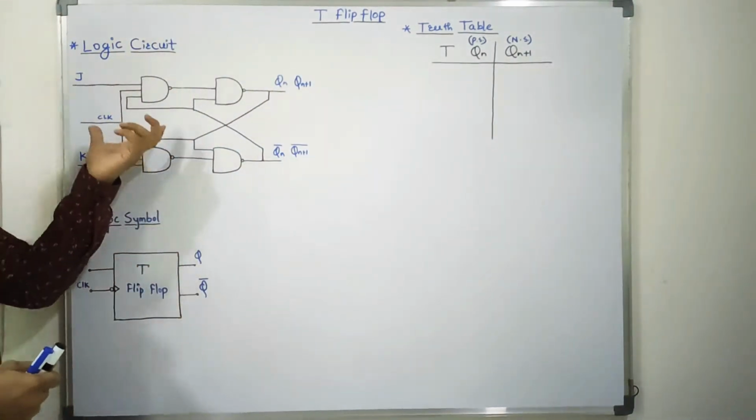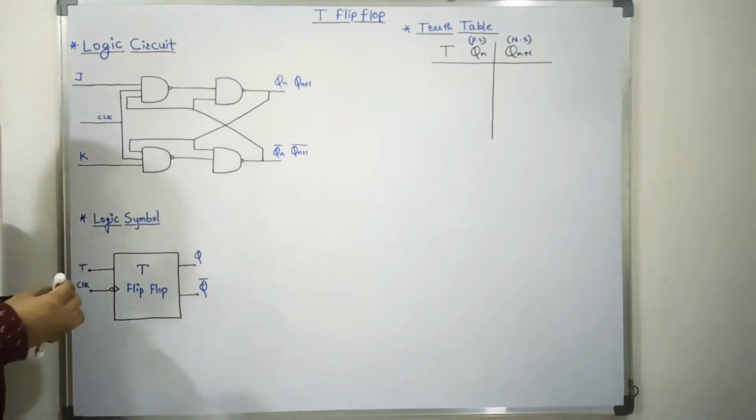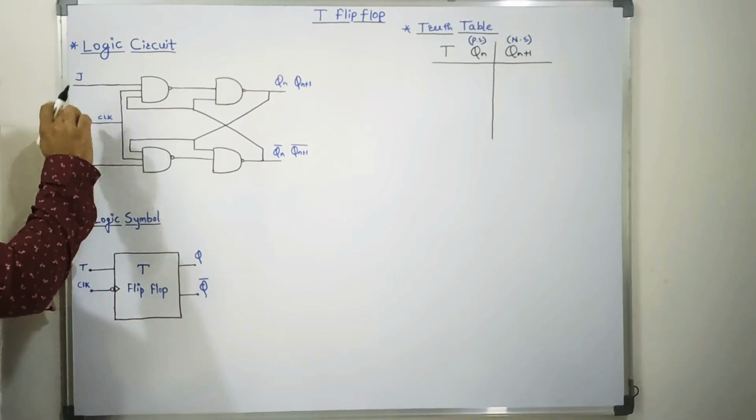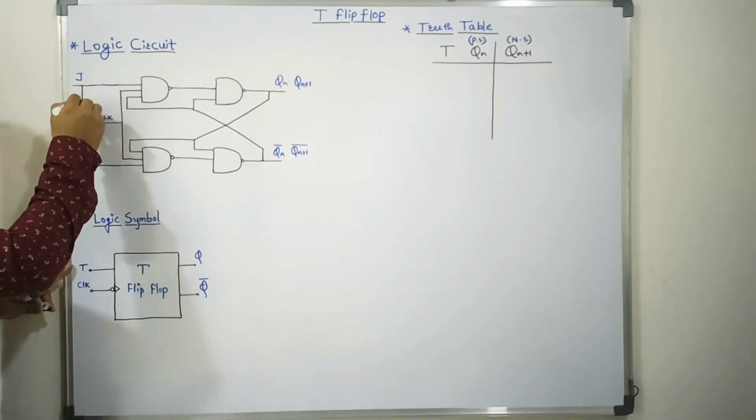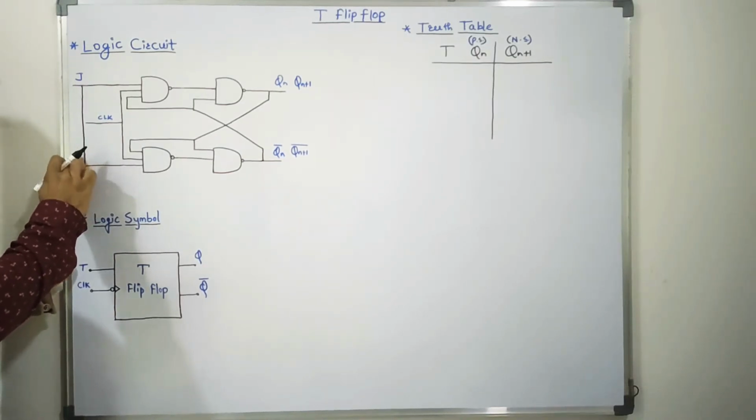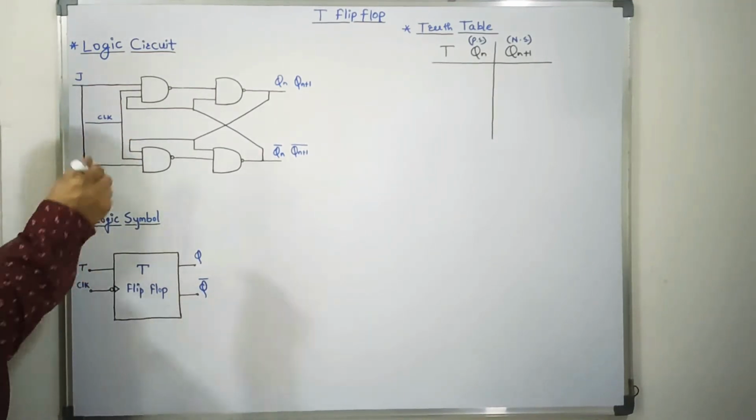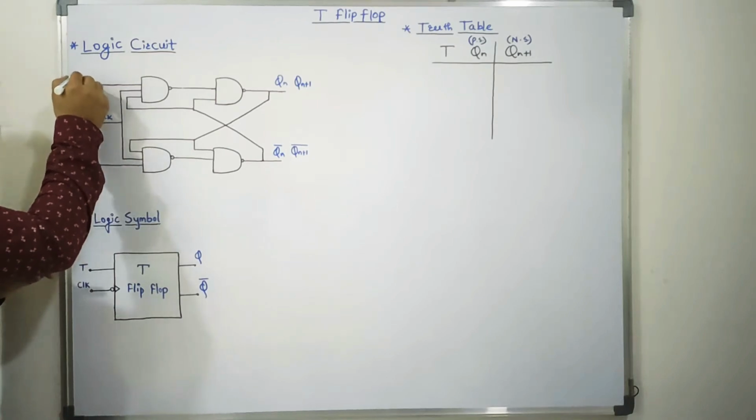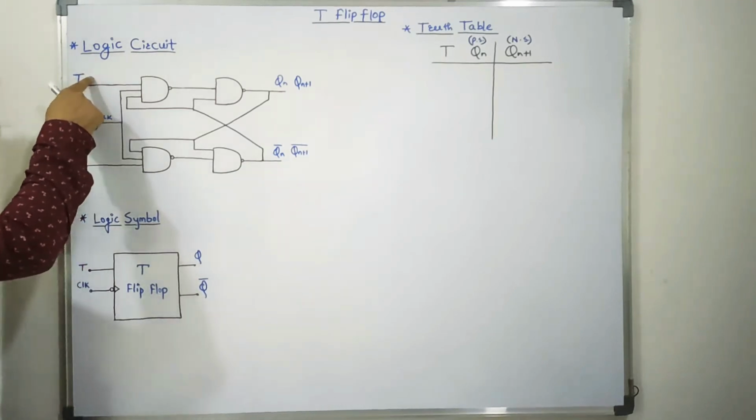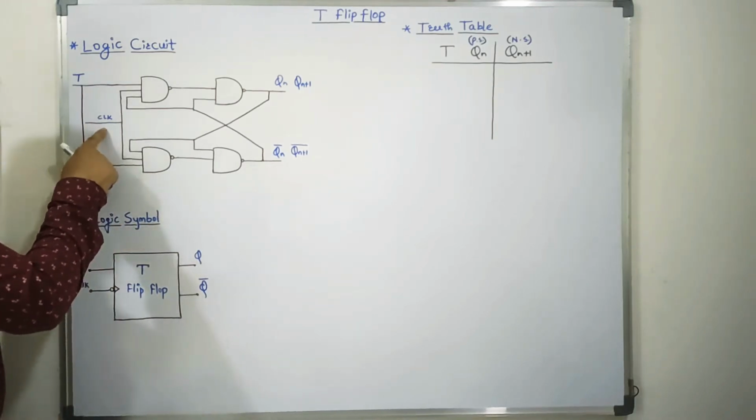So this is our logic circuit of the JK flip-flop. Basically this is the logic circuit of the JK flip-flop, and the modification is that you just have to connect J to K. If we connect this J to K, this flip-flop is now converted to a T flip-flop, having a single input that is called the T input with one clock pulse.